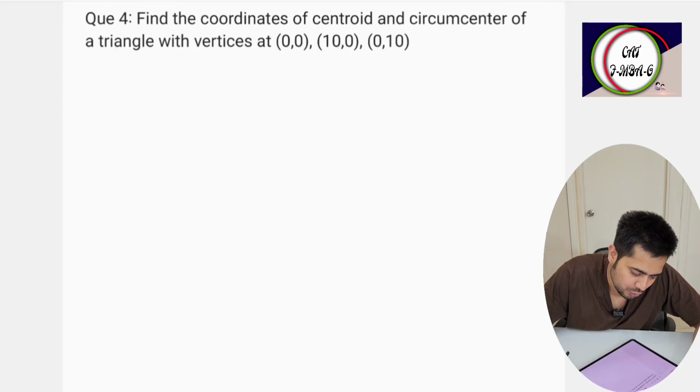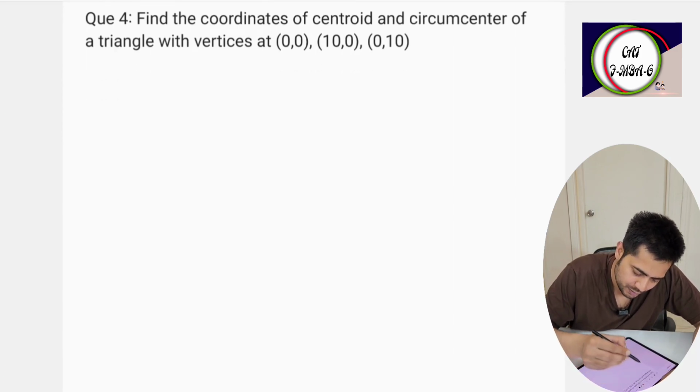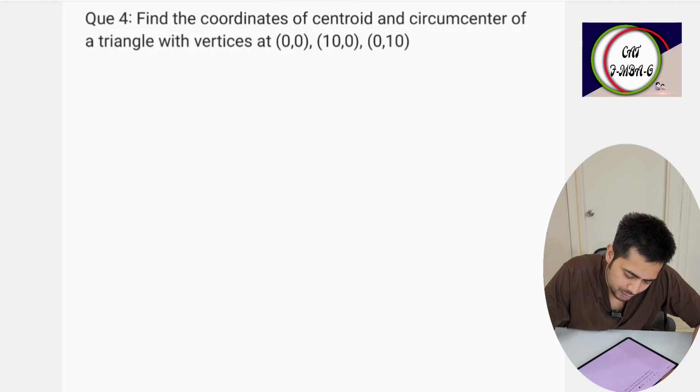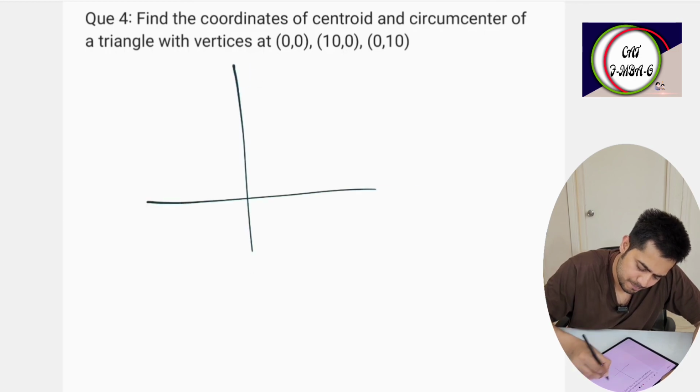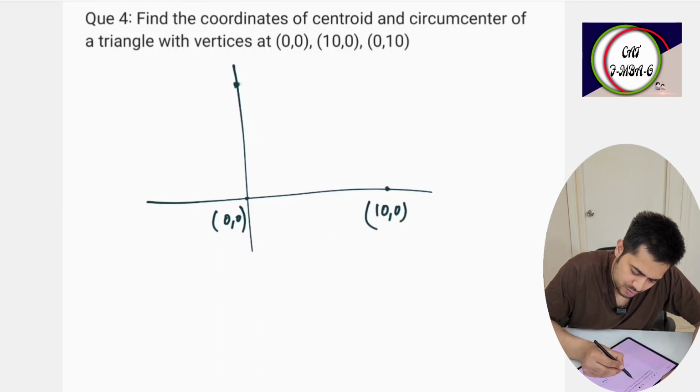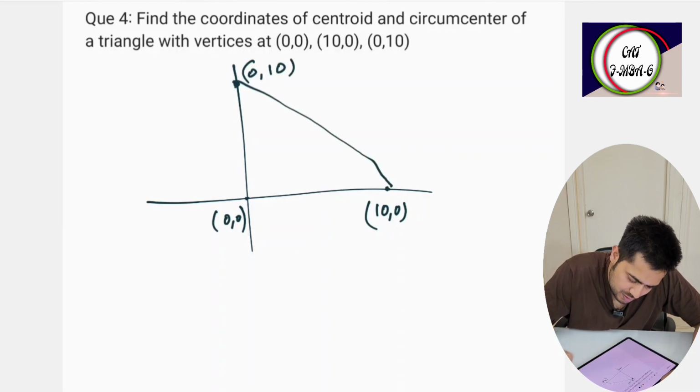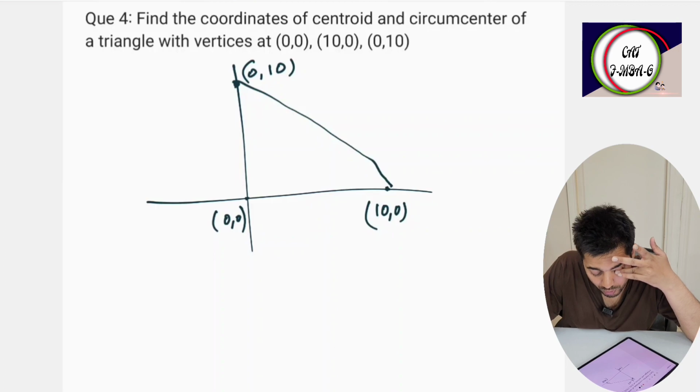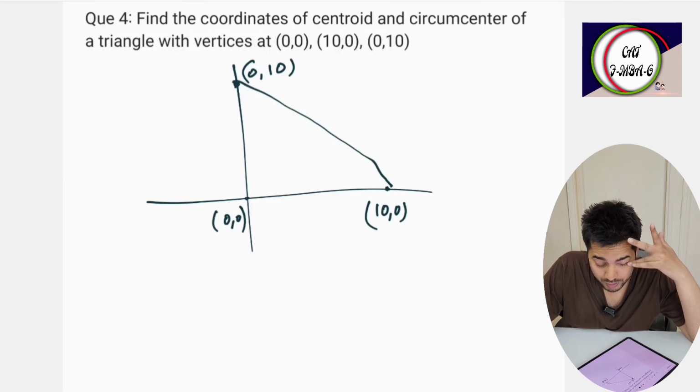Okay, find the coordinates of the centroid and circumcenter. A triangle is given. What are the vertices? Let me draw this. The vertices are (0, 0), (10, 0), and (0, 10). Okay, this triangle is there. We have to find the coordinates of the centroid and circumcenter.